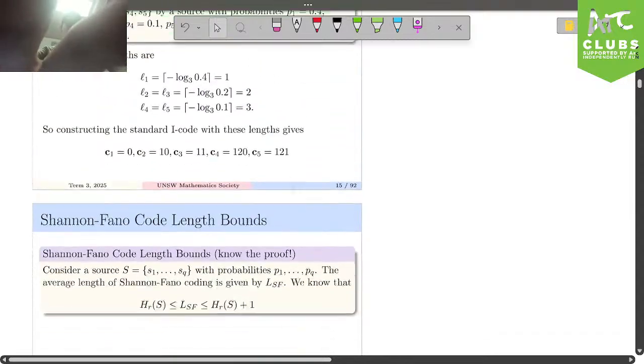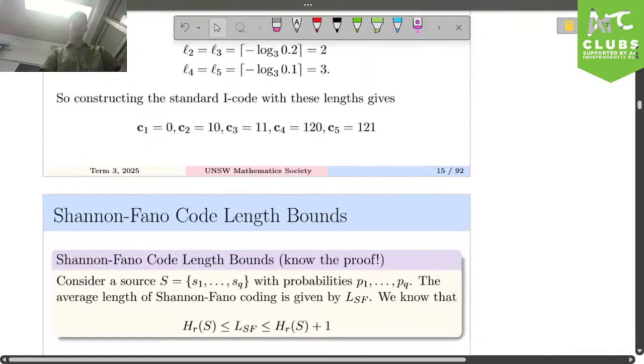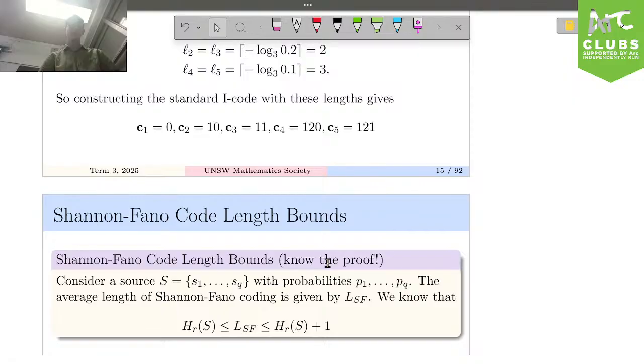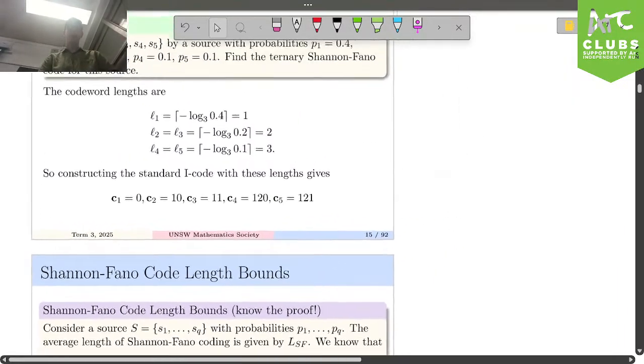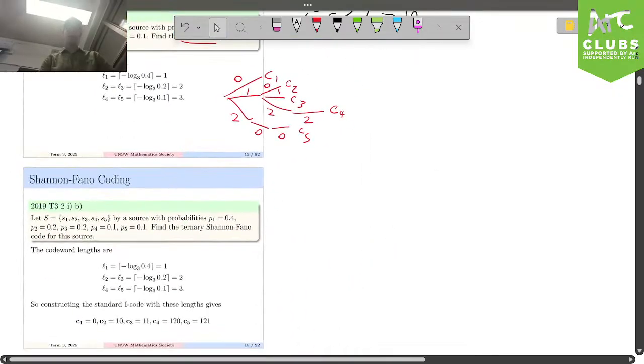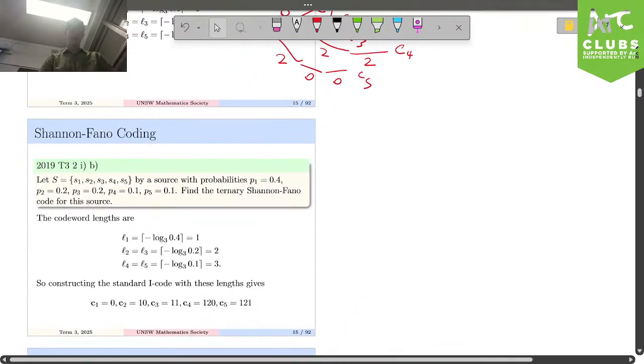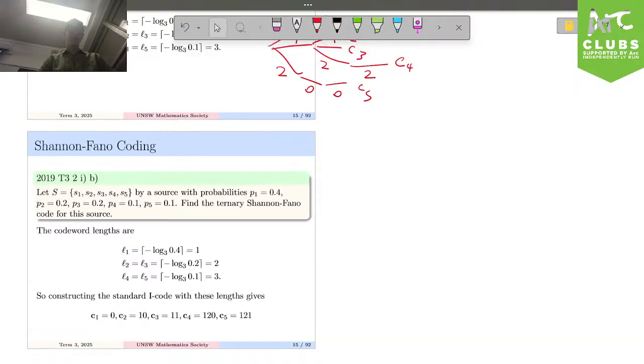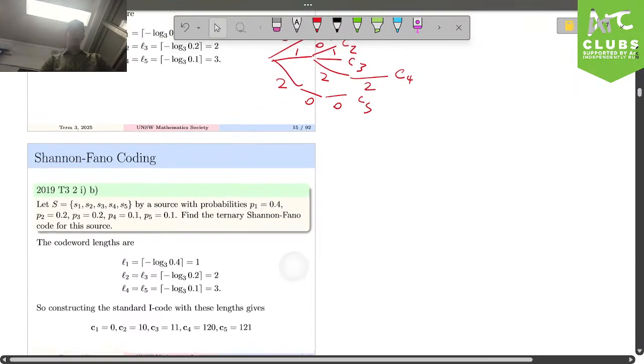Alright, so let's move on. So as promised, we can find the code words are here. We'll verify. Yes. Oh man, did I do something wrong with the tree? Let's go in here. 1, 1, 2. That's good. Oh, and I see, yeah.